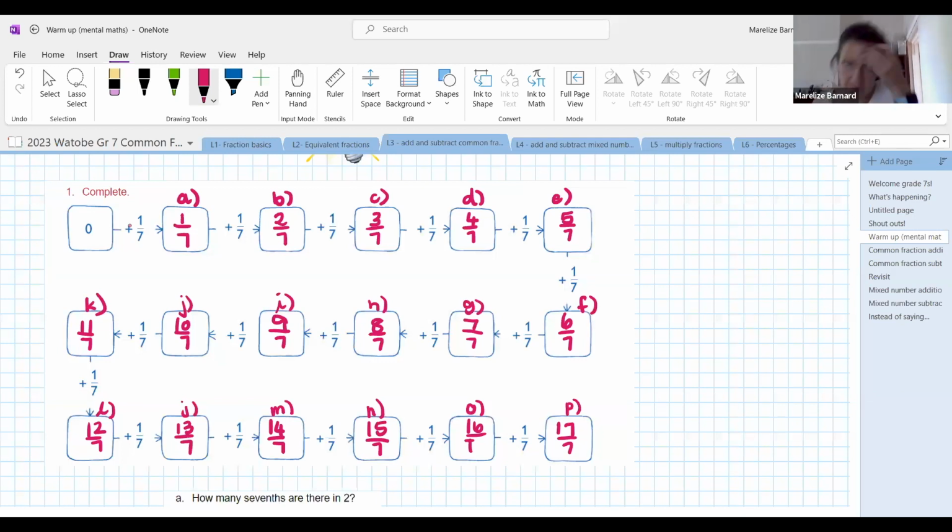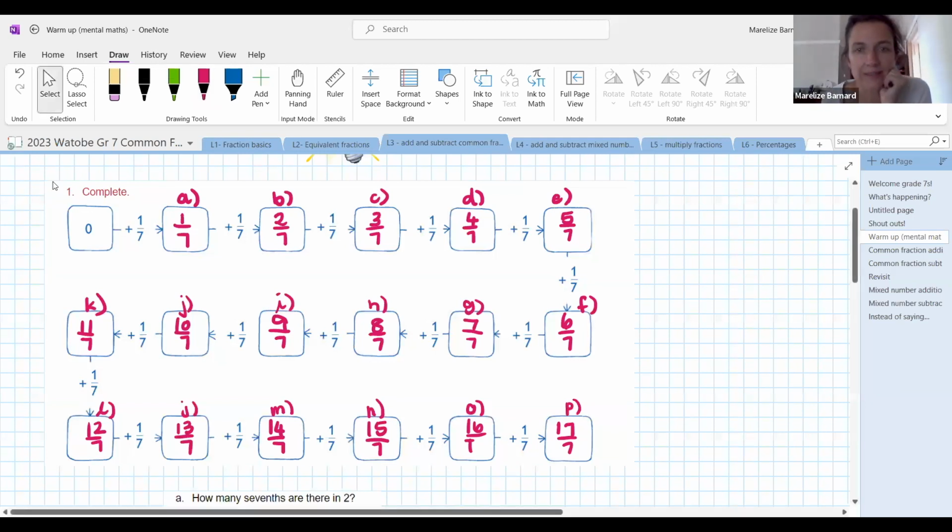It was easier to just leave it as improper fractions. Doesn't matter. It's not wrong. So you can still give yourself a mark if you did improper fractions.